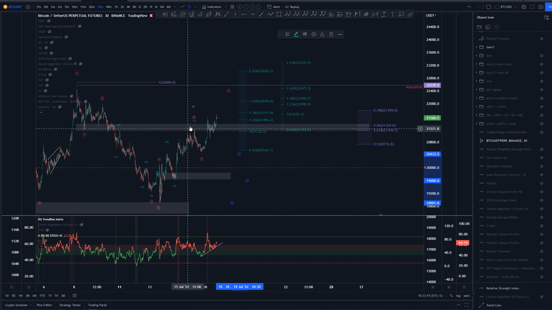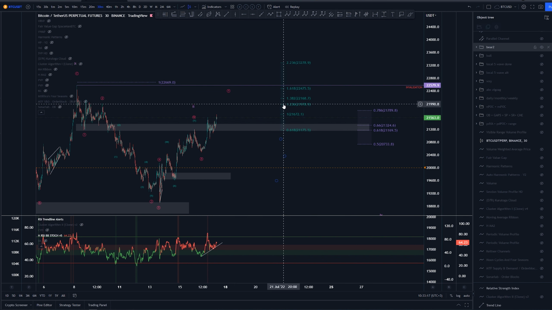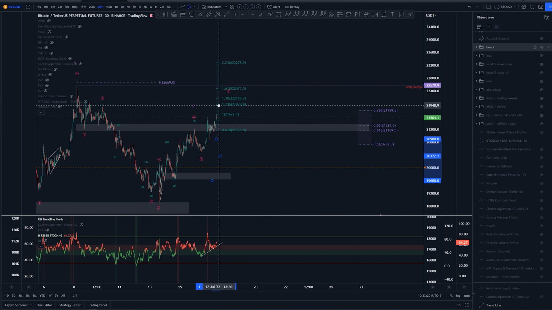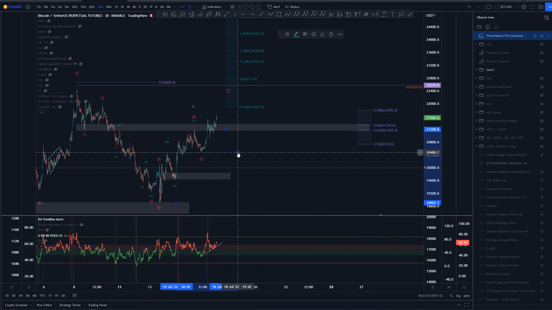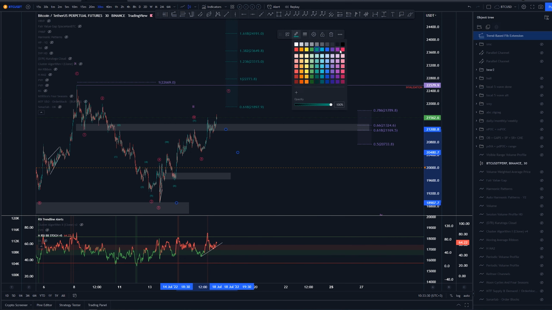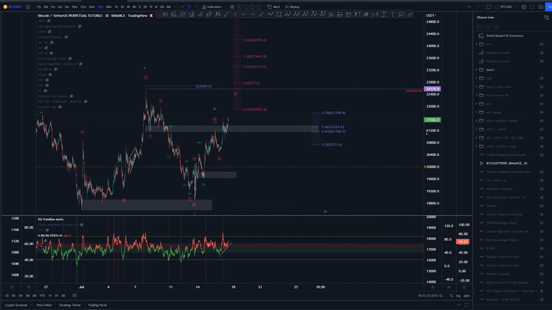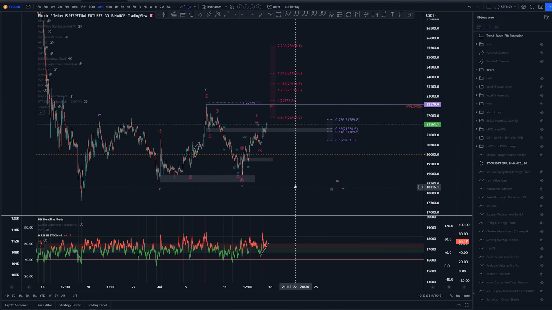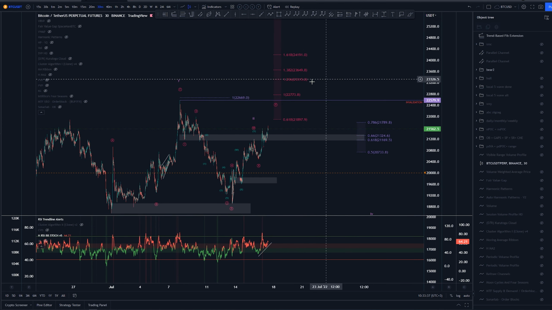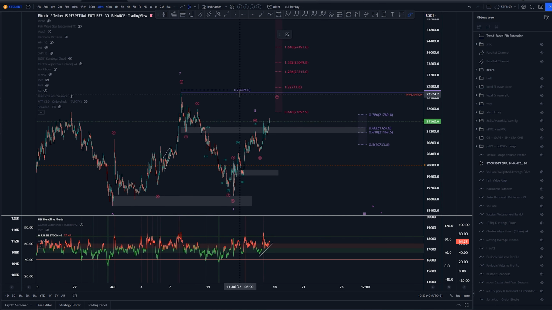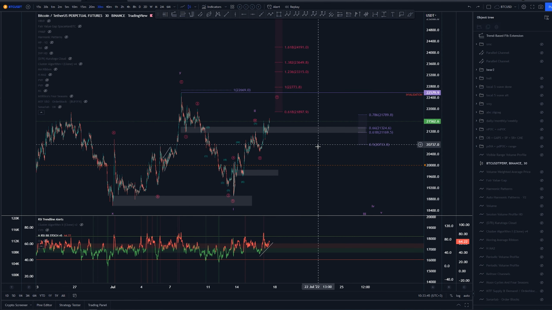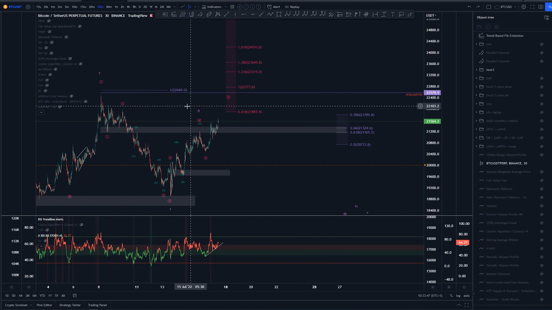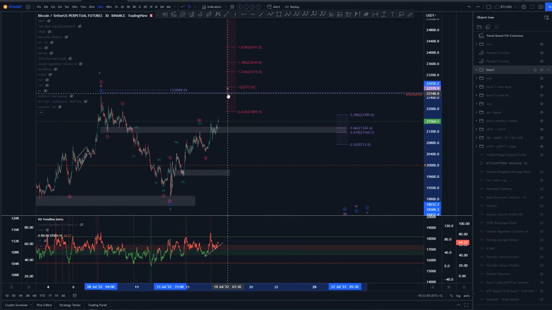We got to the 1-to-1 extension here for the wave Y, which is nice. And then this structure is something random as well. Where did I place my structures overall? I can't remember. So this is the 1-to-1. Now, this would again suggest that this is the wrong count. Why? Because the 1-to-1 extension here is beyond the invalidation point. Again, this is a wave 1 and wave 2 cannot go beyond the start of wave 1 here.